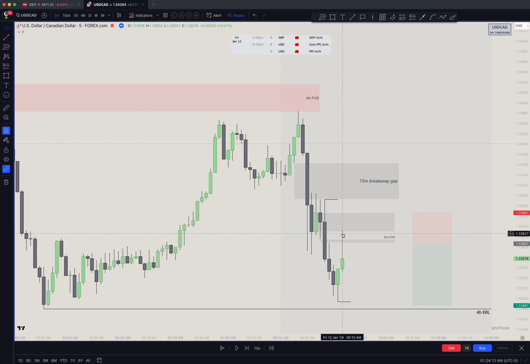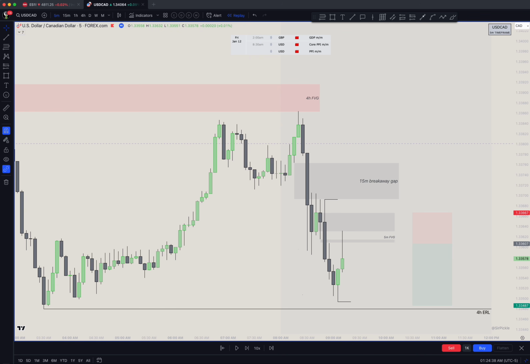So the reason I'm entering off this 5-minute fair value gap here and not off of a 15-minute array is because you can have two different ways of entering off of a 4-hour fair value gap. Okay, so like I said, we had that 15-minute breakaway gap, which I didn't expect price to come into, and I knew that the only way I would have been able to play this is if I dove into a 5-minute chart and looked for the second entry model.